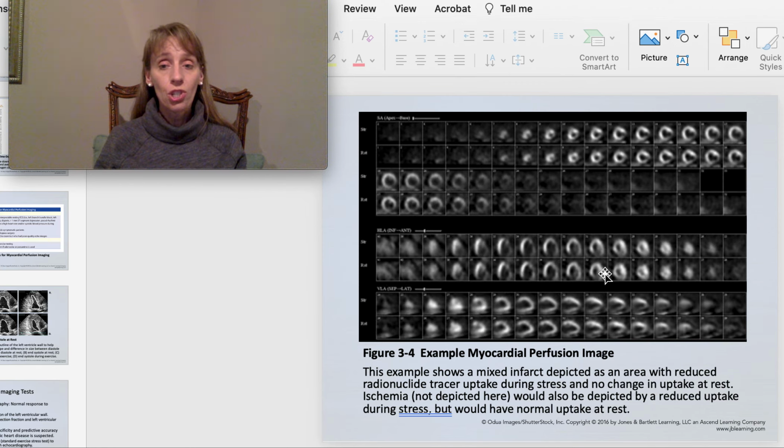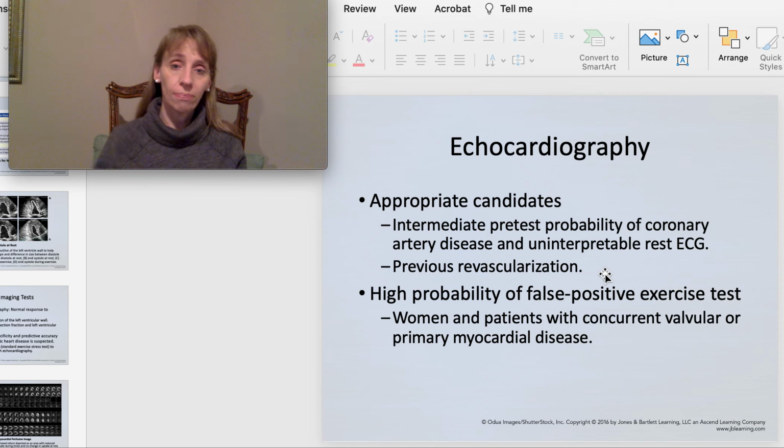So this is showing us, which we didn't need to read, I'm not going to ask you questions on this, but it just shows you areas where the blood is not being taken up during rest. So it shows you what it should look like with heart disease, ischemia, versus what it is in a healthy heart.